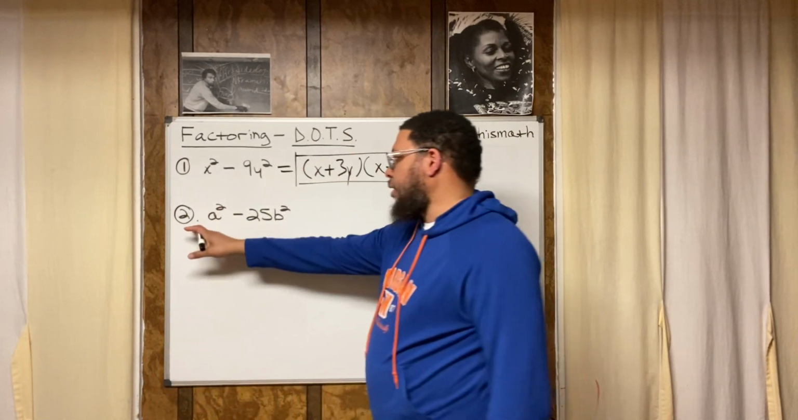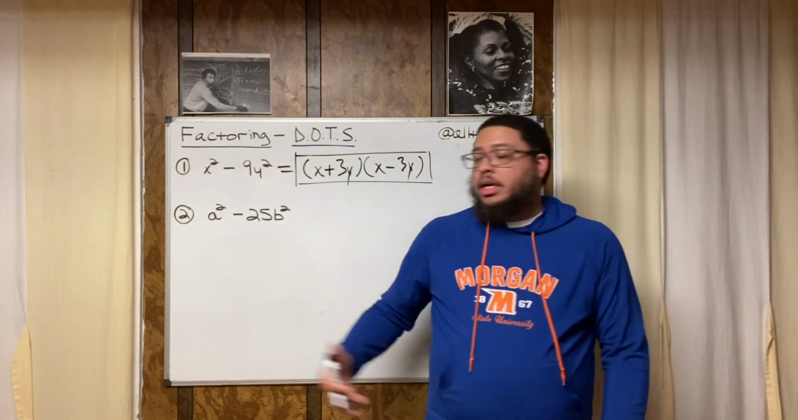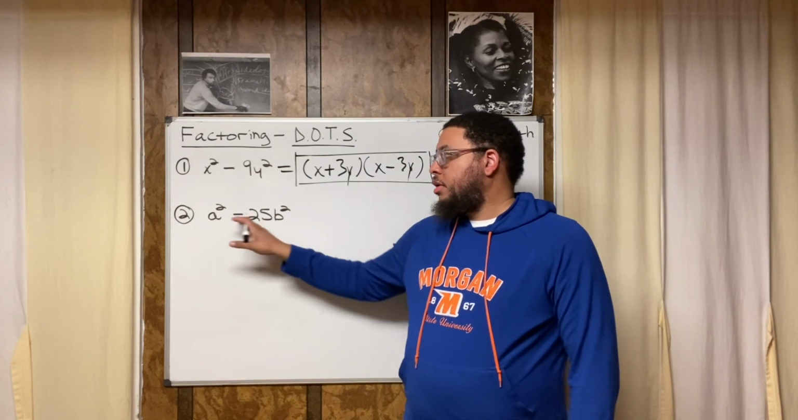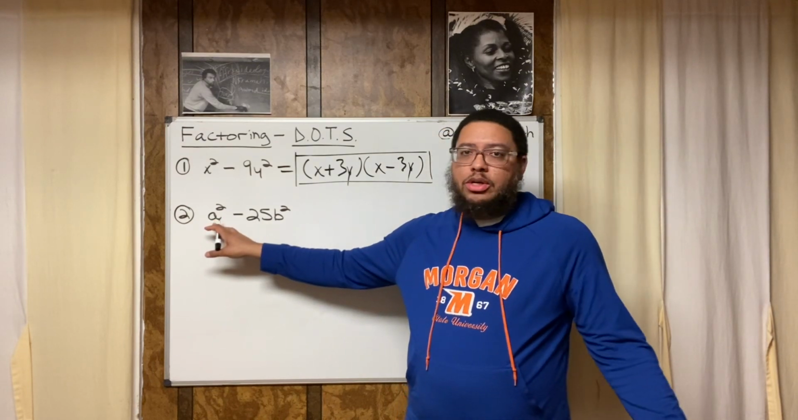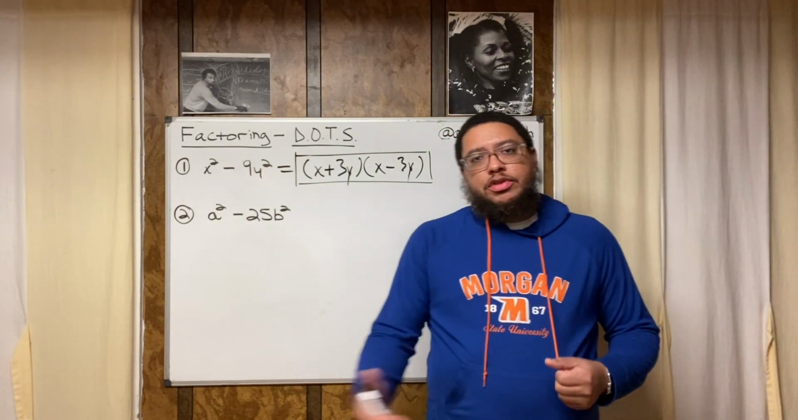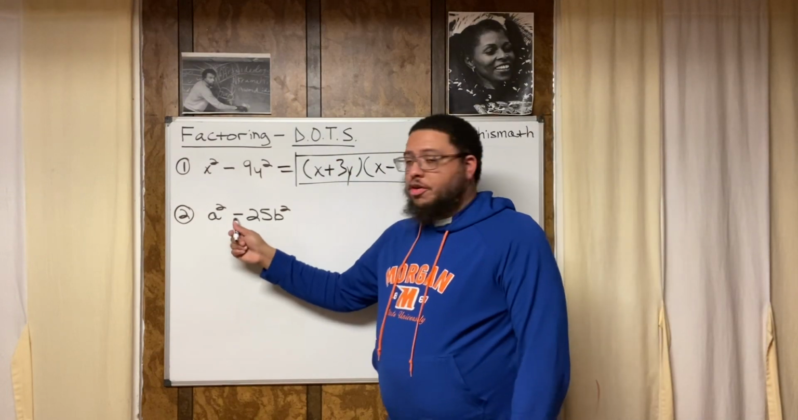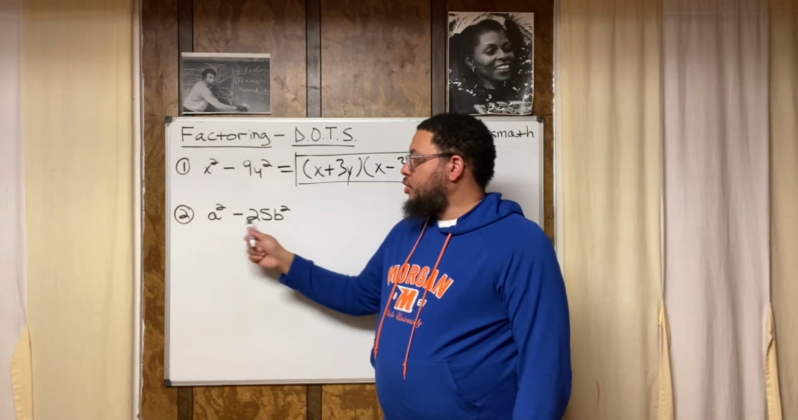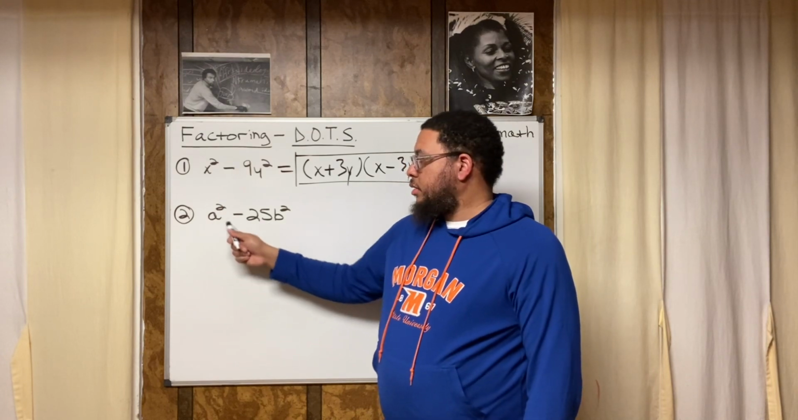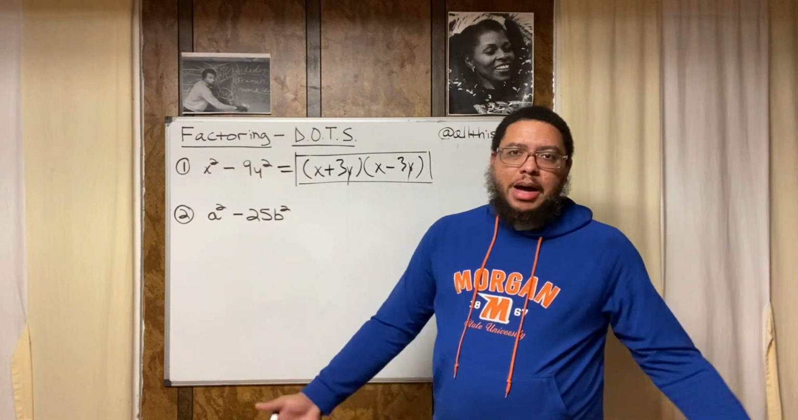All right, now let's look at number 2. a squared minus 25b squared. Let's go through our checklist. It's a binomial, right? Does it have a GCF? GCF is 1, but 1 don't help us. All right, so we go to the next. Is it a difference of 2 squares? It is a difference. 1, 2. Are they perfect squares? Yes, yes, yes. We check off all the boxes.